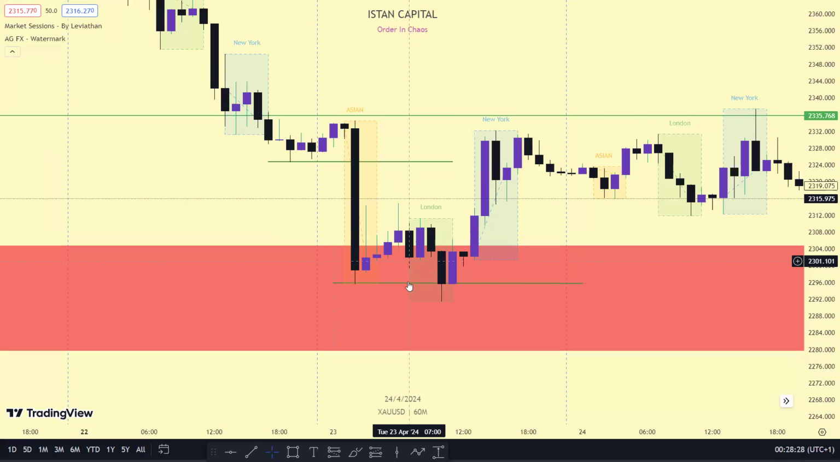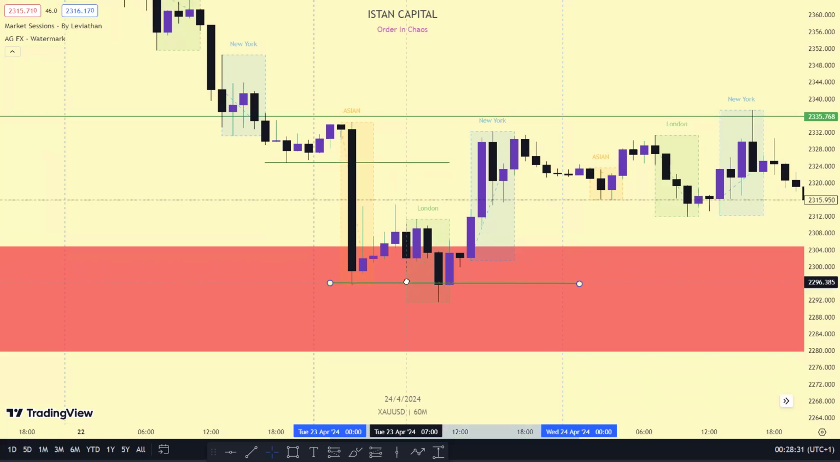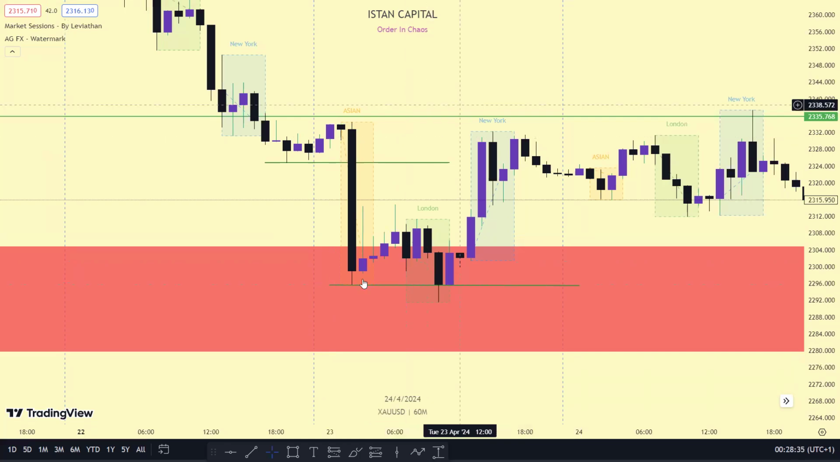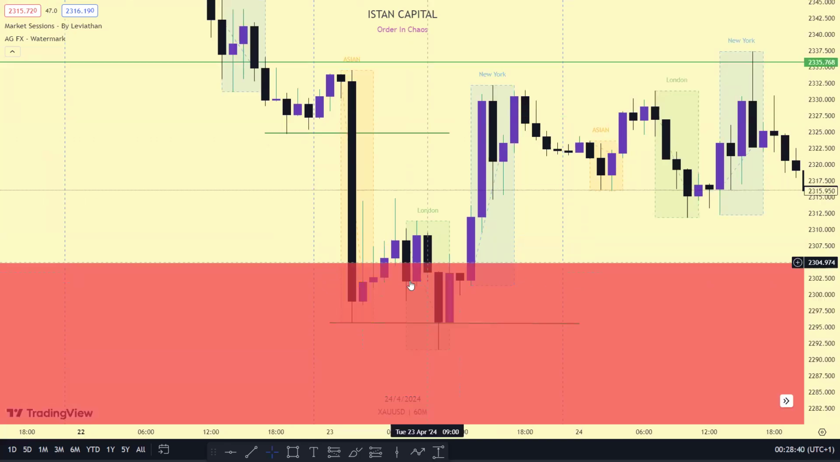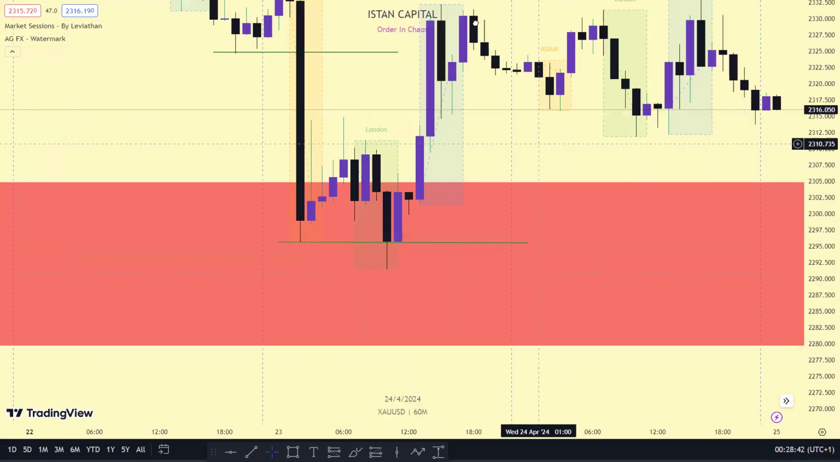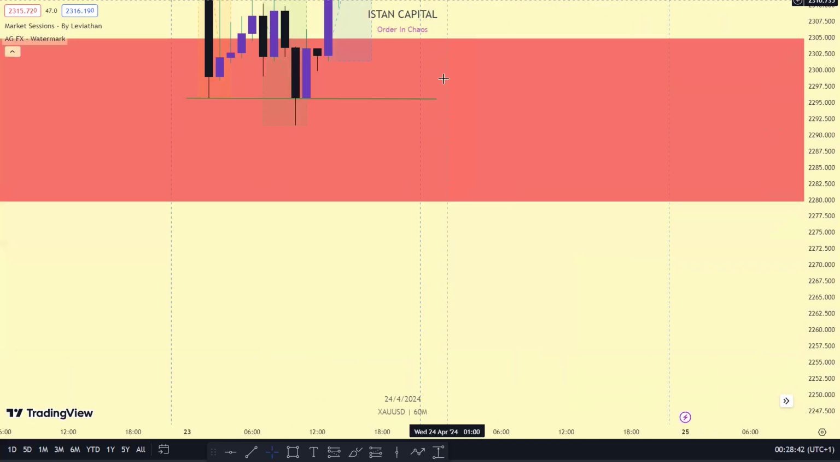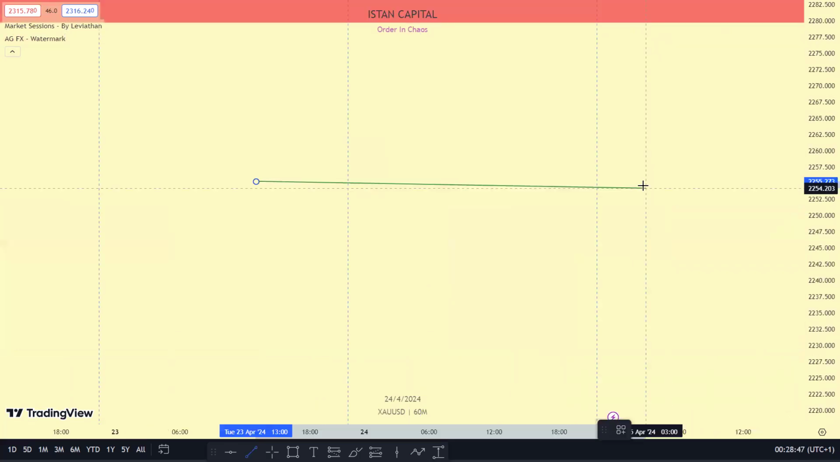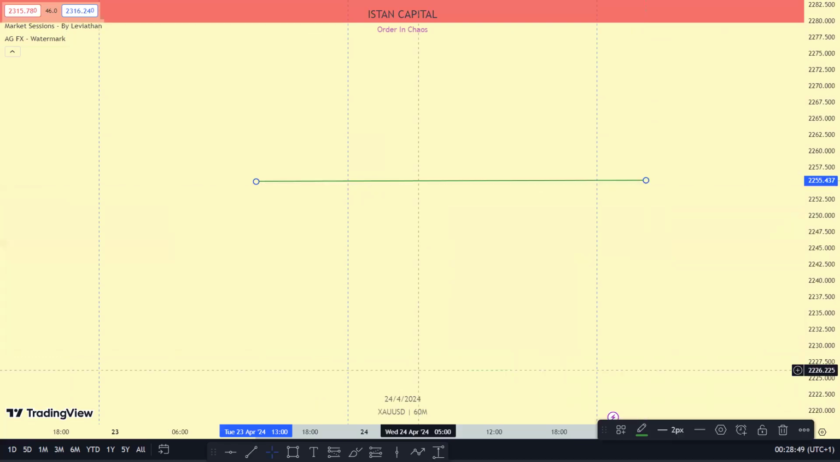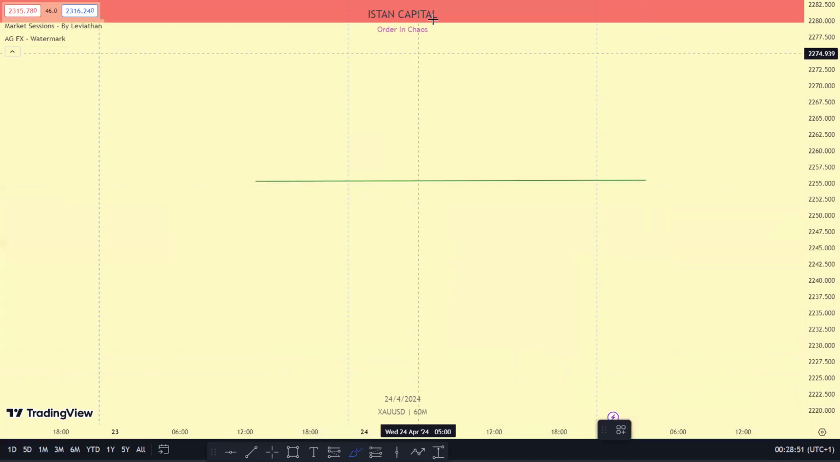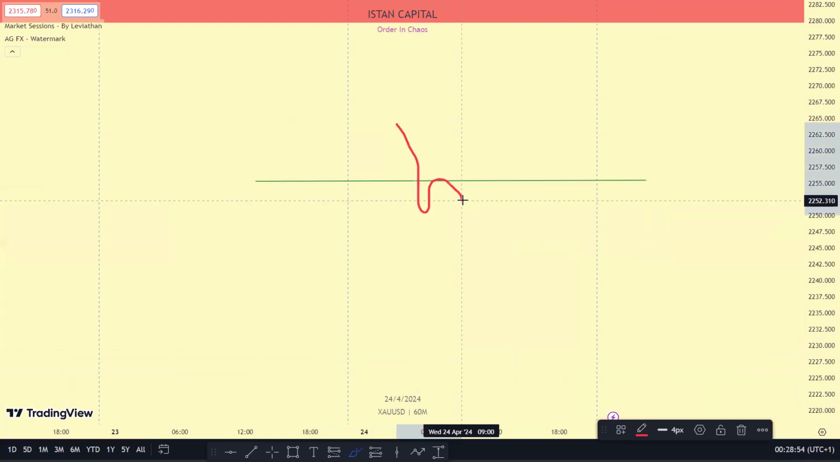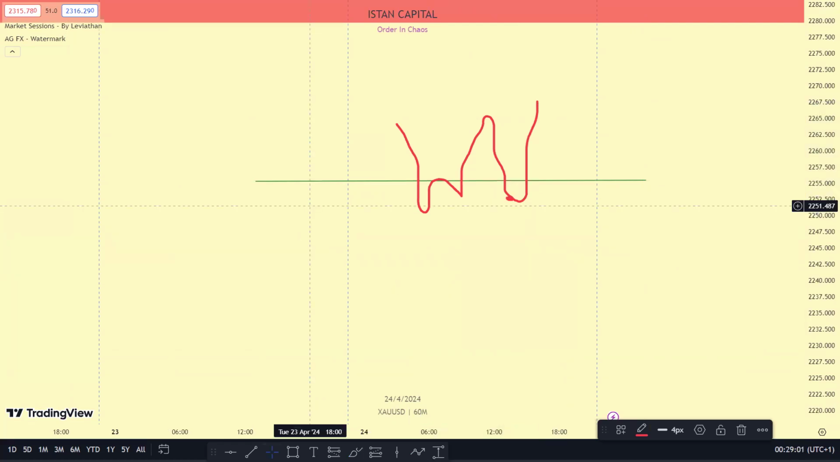The market has formed that, right? So what I needed now for the London session was the market to go to the liquidity zone, to go to that low, form this pattern, come back, take it, and push. So there's the pattern I'm trading.